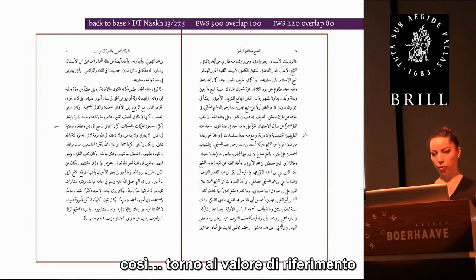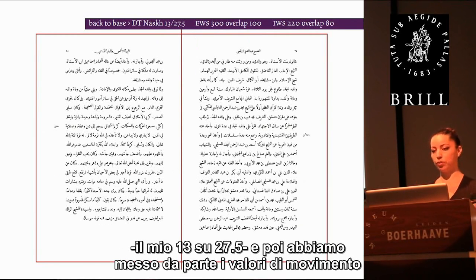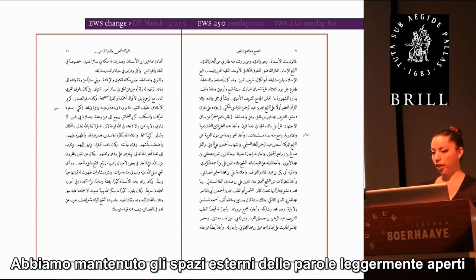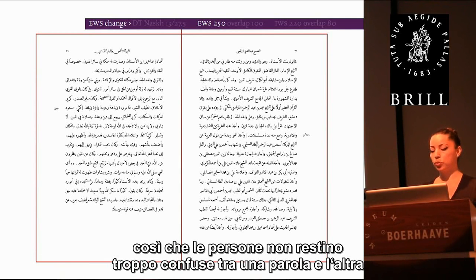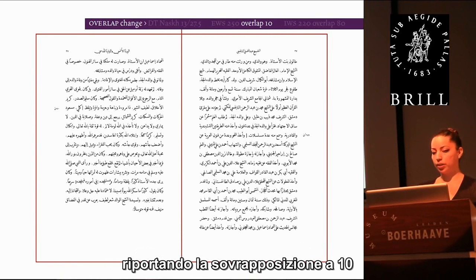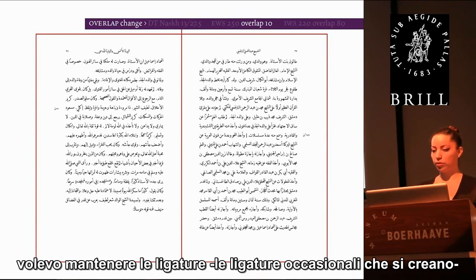And so I go back to the base, my 13 over 27.5, and then start shifting the values. Kept the external word space slightly open so that people don't get too confused between one word and the other, but reduced it by 50. Brought the overlap back to 10 because I didn't want to separate them too much and wanted to maintain the ligatures, the occasional ligatures that happen.